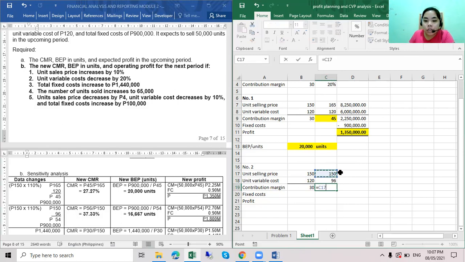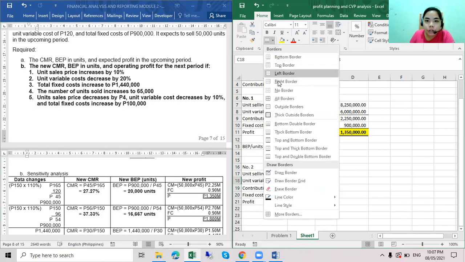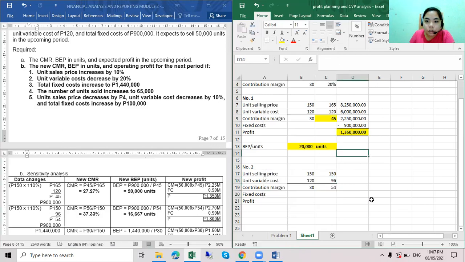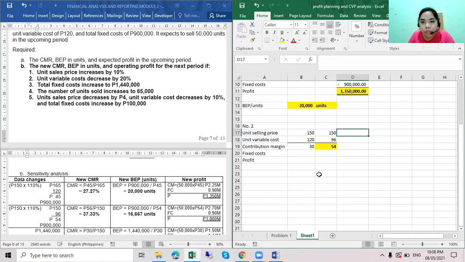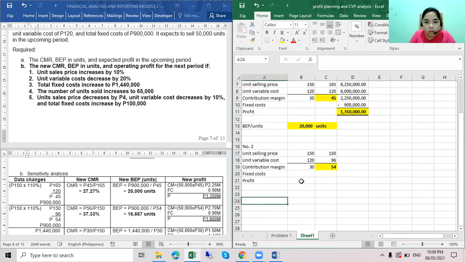So your new CM will be 54. Okay, your new CM will be 54 pesos. So next is your BEP in units. So your BEP in units will be, so equals 900,000 nga fixed cost divided by your CM. So that's around 16,667.